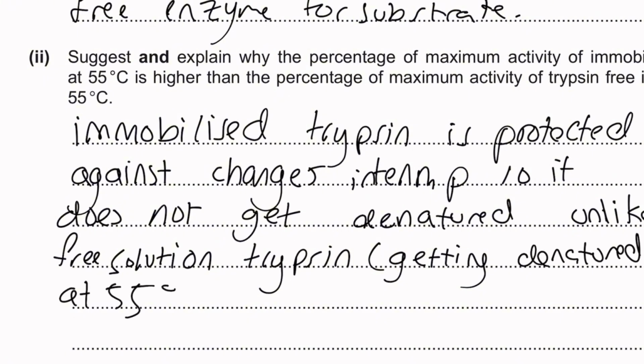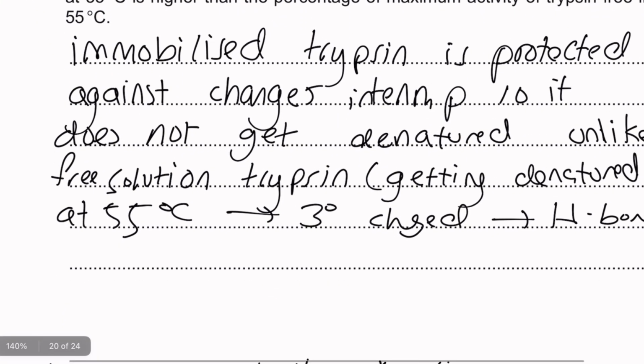So you can say, for example, the tertiary structure is changed, and you can explain why, because the hydrogen bonds are breaking and so on. But then obviously here you can just continue by saying that immobilized trypsin, for example, is protected, and so it does not feel the temperature because it's not as exposed to the environment. Parts of it are blocked from the surroundings. And so that's the way to answer this question.